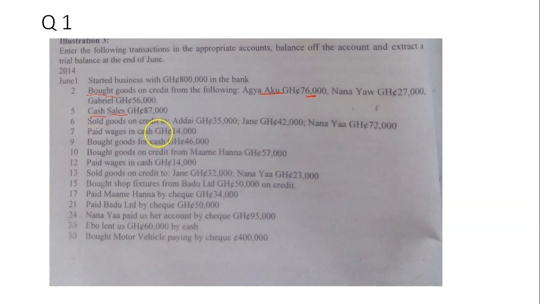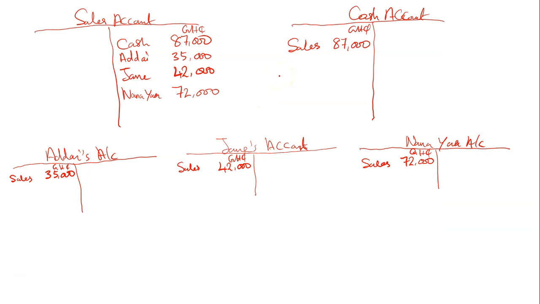They said paid wages in cash 14,000 Ghana cedis. So you are paying wages in cash. So there are two accounts, wages account and cash account. We already have a cash account, so we just need to create wages account. So we create wage account. Remember, wage is an expense. Expenses have debit balances. But let's analyze it this way.